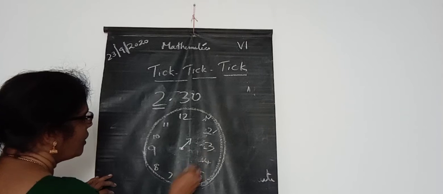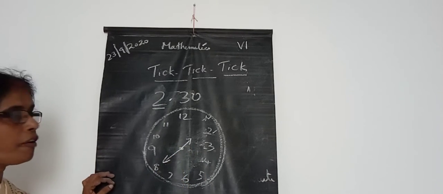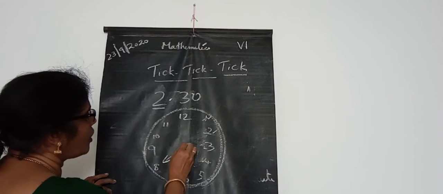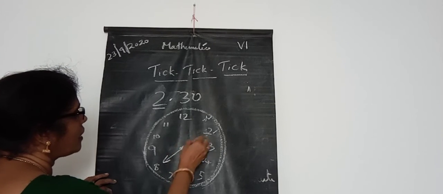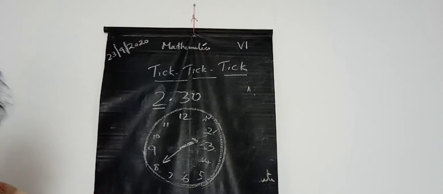Likewise, 2:40. 2:40 means 30, 35, 40. So here 2:40. 2:40 means then this one also some more moving, and after 20 minutes that will reach up to 3 o'clock, isn't it?